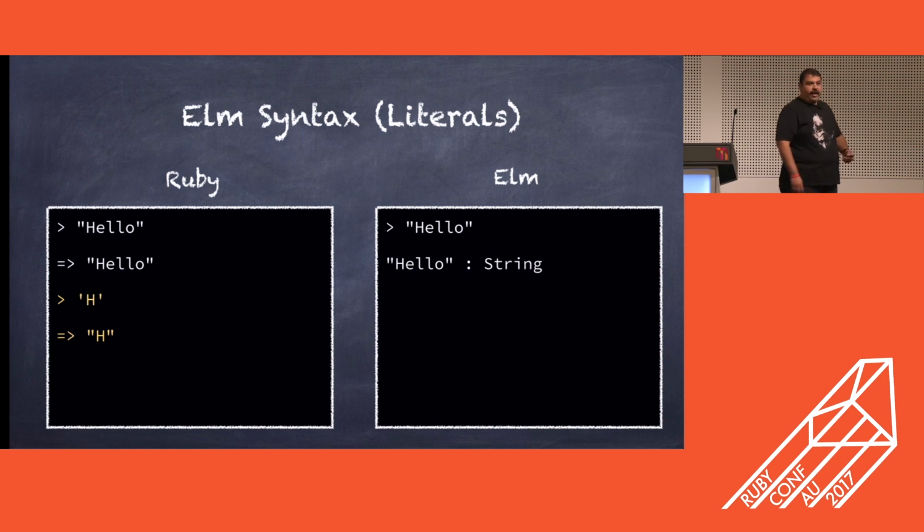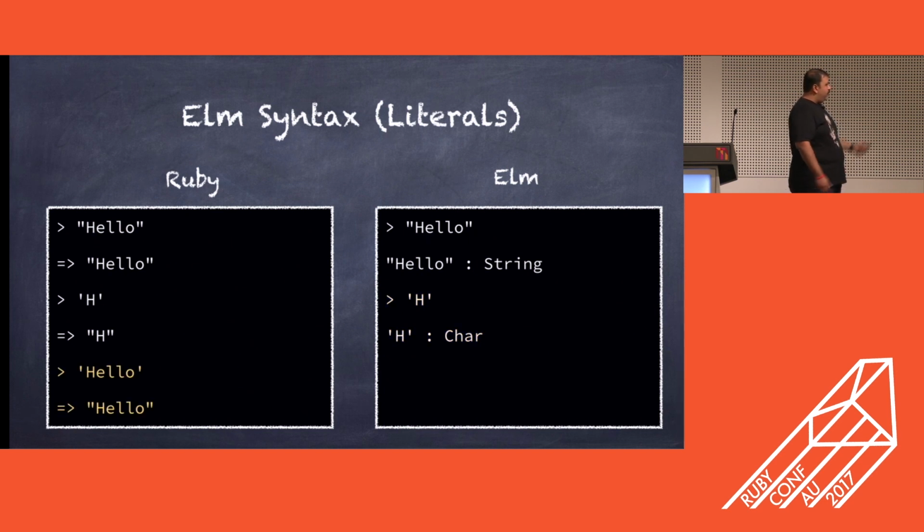There is no concept of characters as such in Ruby, so everything gets converted into a string. So single quotes H gets converted into a string. Whereas in Elm, we have a special type, which is called character. So a similar example, hello, single quotes, but it's still hello, a string. But in Elm, it's actually a syntax problem. So some differences.